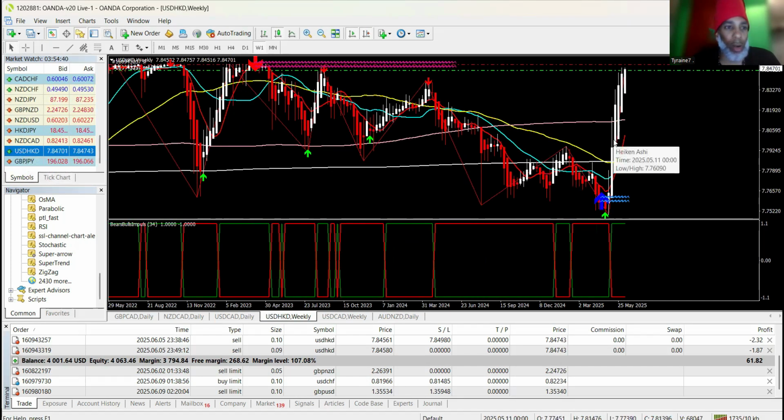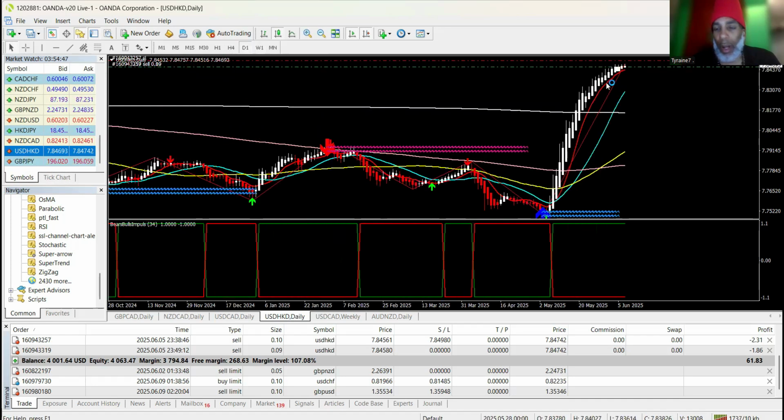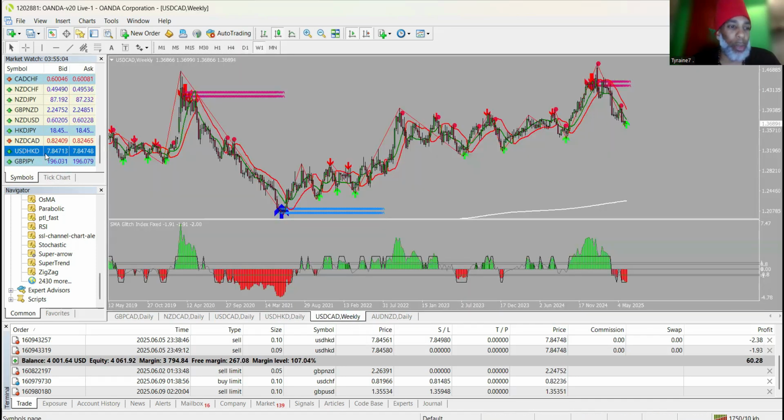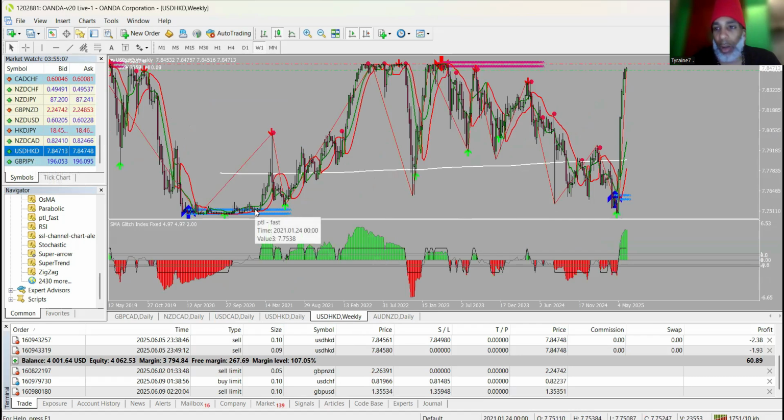So Hong Kong dollar, USD HKD. I'm actually in this. If you go to the daily time frame, this is a strong potential to drop down because it's been going up for days. And now it's starting to curve, and I got a signal here which represents a possible turnaround. So this is one that I'm keeping a strong eye on. I know a lot of people don't trade exotics. I typically don't trade exotics. Hong Kong dollar would be considered an exotic, but my algorithm seems to work really well with this pair.